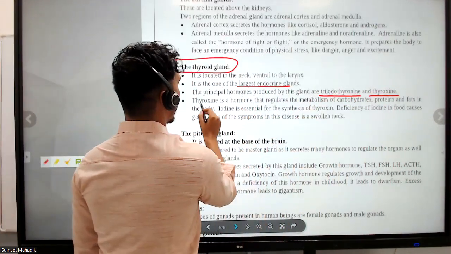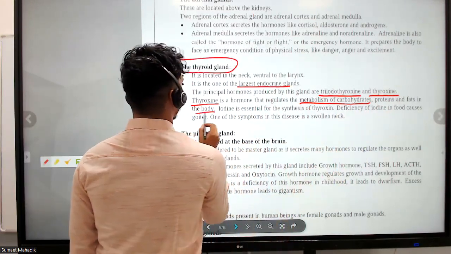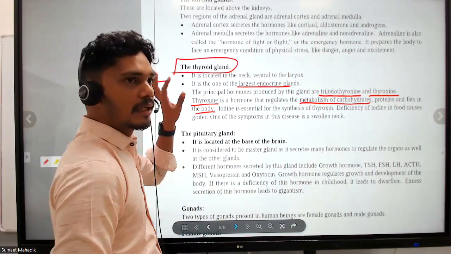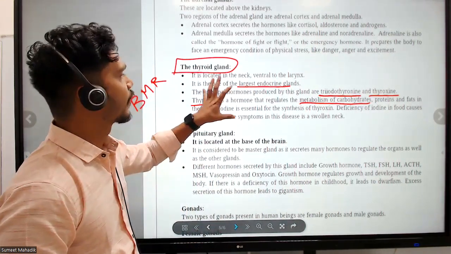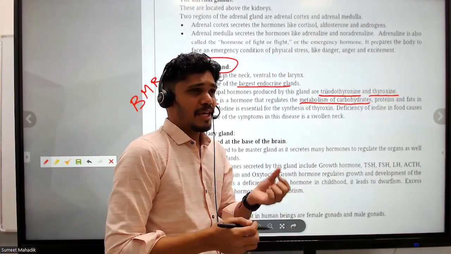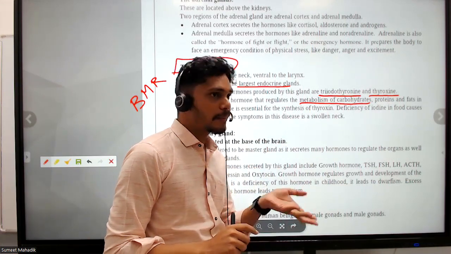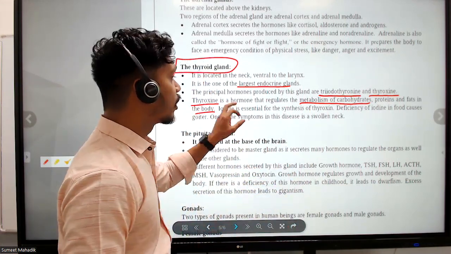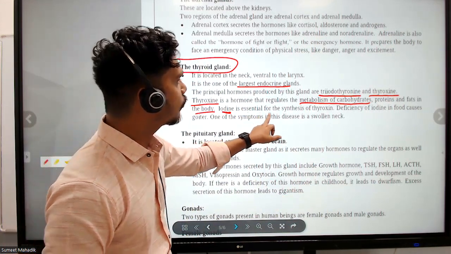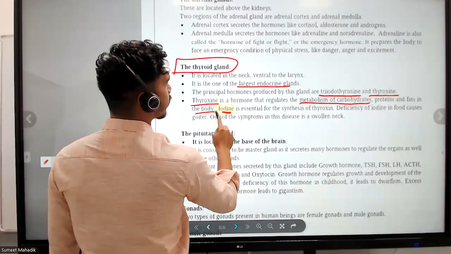Thyroxine is the hormone that regulates the metabolism of carbohydrates, proteins, and fats. That is the BMR, the basal metabolic rate, which is maintained by the thyroid gland. A person who suffers from thyroxine imbalance may gain weight or lose weight, because of hypo or hyperactivity of it. Iodine, what is the essential thing? Iodine is essential for the synthesis of thyroxine.